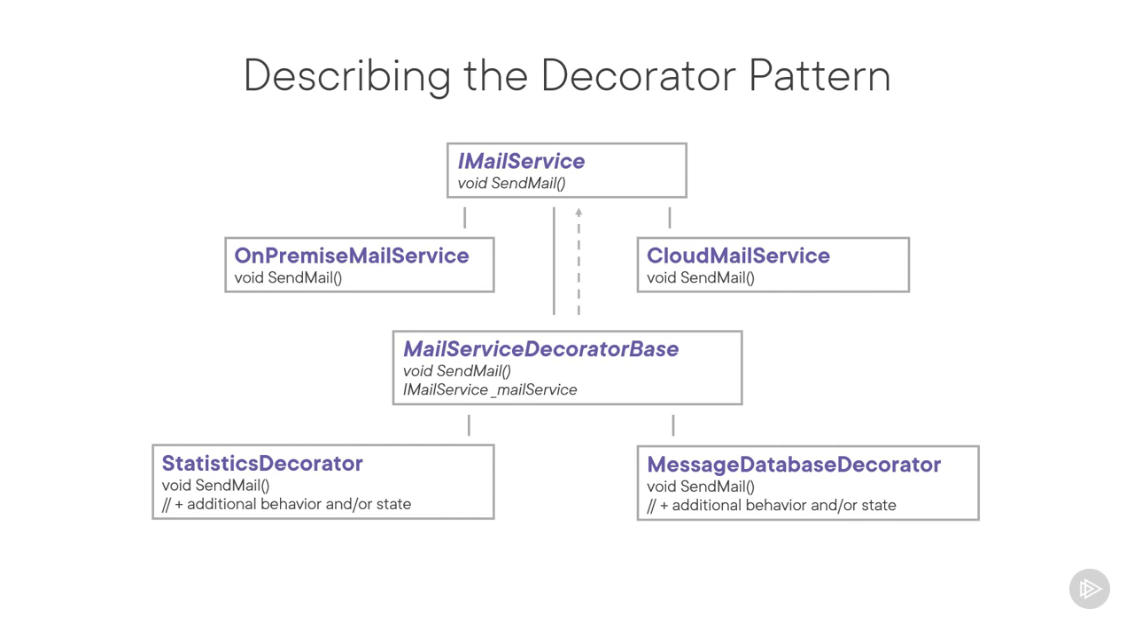So with a few simple interventions, we can easily extend the functionality of the mail service objects without having to resort to an explosion of subclasses or large inheritance trees, and while at the same time sticking to the single responsibility principle. That's pretty cool, right? From this real-world example, we can now extract the structure of this pattern.